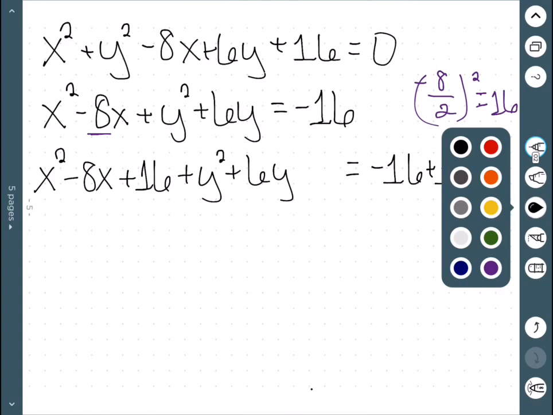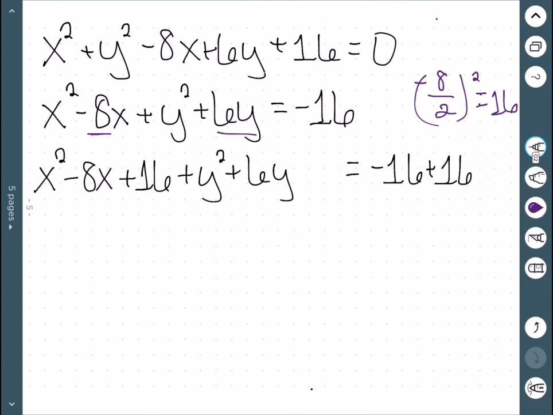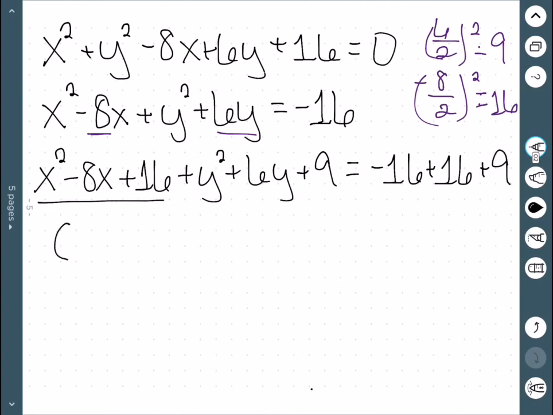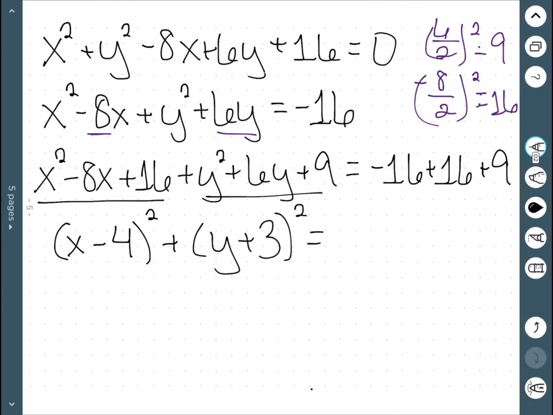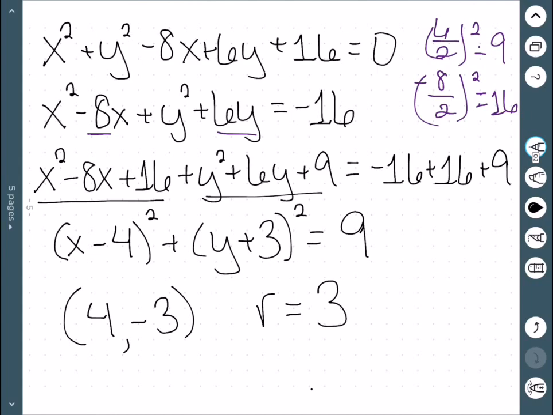If I look at the number in front of y, I see a 6. Dividing by 2 and squaring it gives us 9. So I also need to add 9 to both sides. These three terms now factor to (x − 4)², and these three are now (y + 3)². And if I work out the right-hand side, I get 9. Therefore, my center is (4, −3), and my radius is 3.